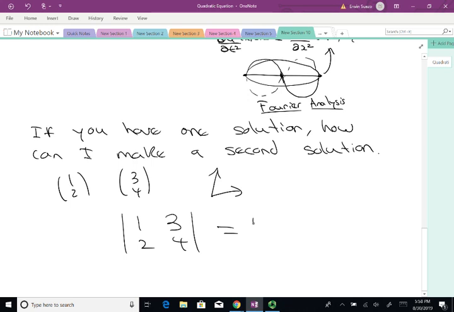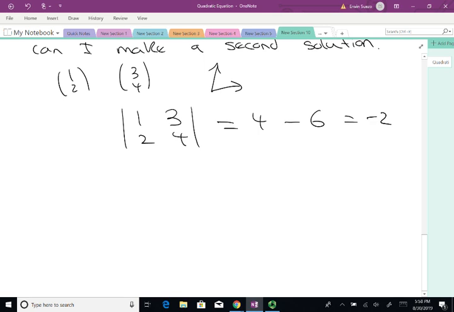So 1 times 4 is 4, minus 3 times 2 is 6. So I get minus 2. They are linearly independent if the determinant is different from 0. So now, if I have functions, what do I do?